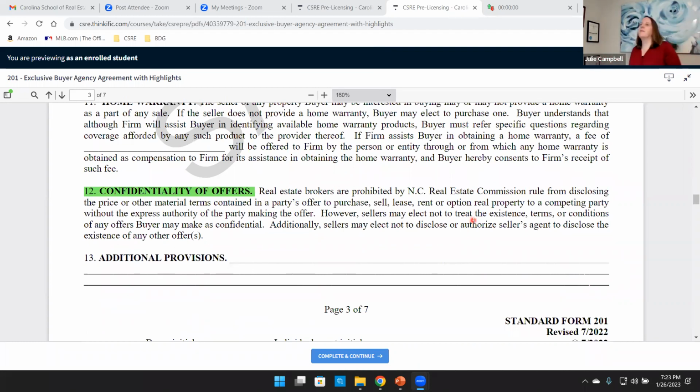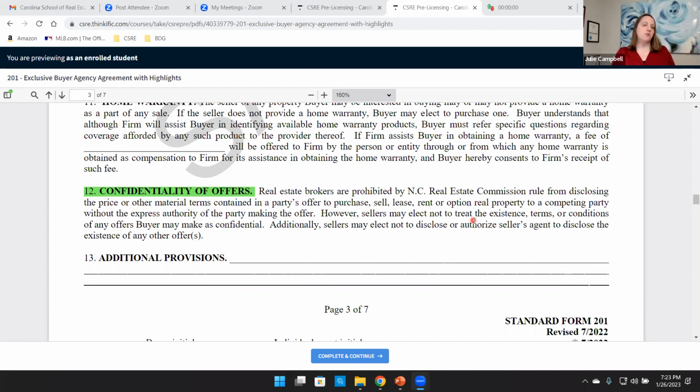Confidentiality of offers. There's a commission rule that we're getting to. The commission rule says that we cannot disclose the terms of the offer without the offeror's permission. Remember our OR and EE? The offeror in this case would be the buyer. They are the giver of the offer. And I cannot disclose the terms of their offer without their permission.